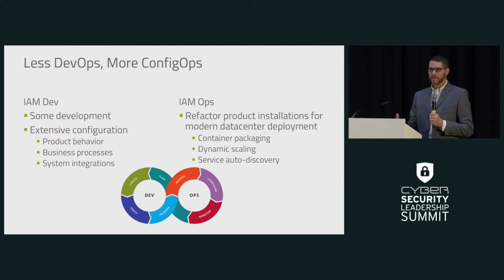So from our perspective, that means IAM products need to work within a Kubernetes-ready environment. They need to be packaged, they need to be dynamically scalable, and they need to discover each other automatically. There cannot be manual configuration of the number of servers I'm going to deploy.